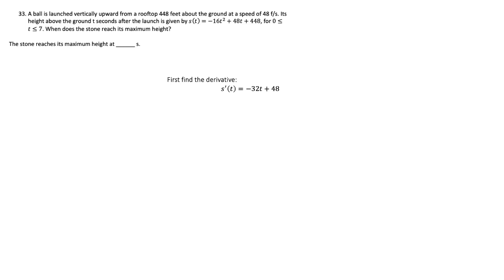In order to determine this, we have to find the derivative. The derivative is negative 32t plus 48. Now set this equal to 0 and solve for t. It's important to point out that we would also test the endpoints in this case. It turns out those are not any bigger, in fact smaller, than when t is equal to 1.5.